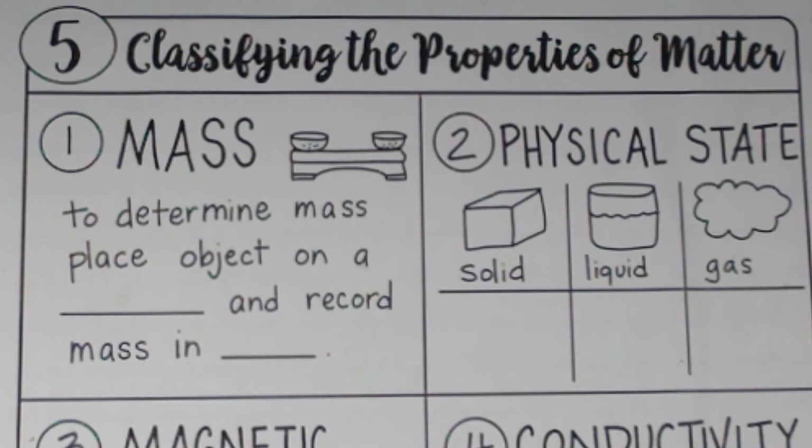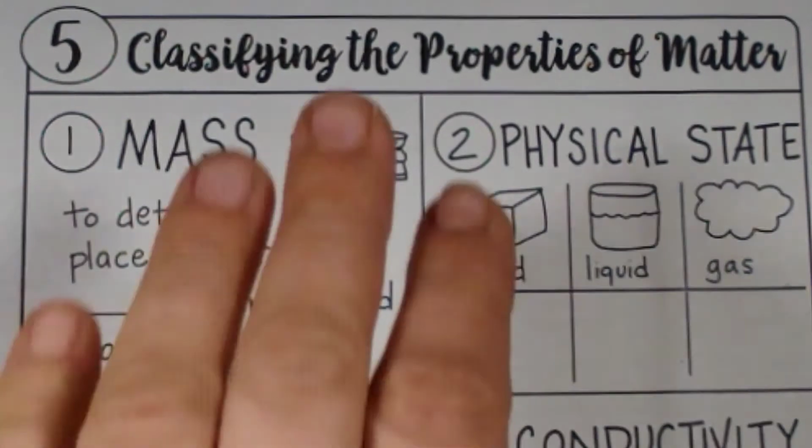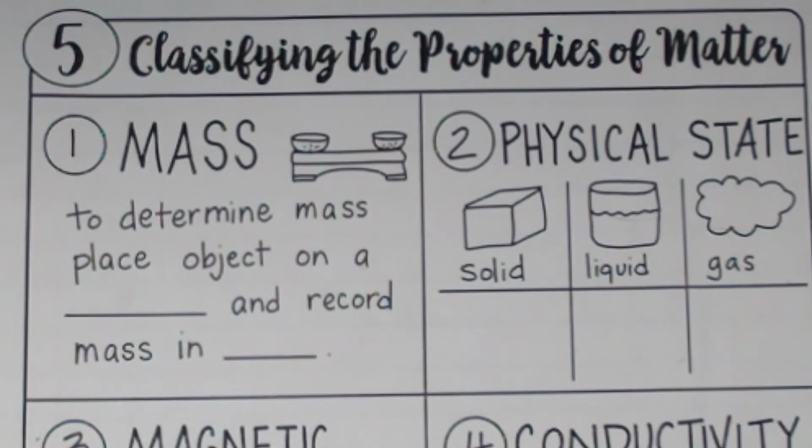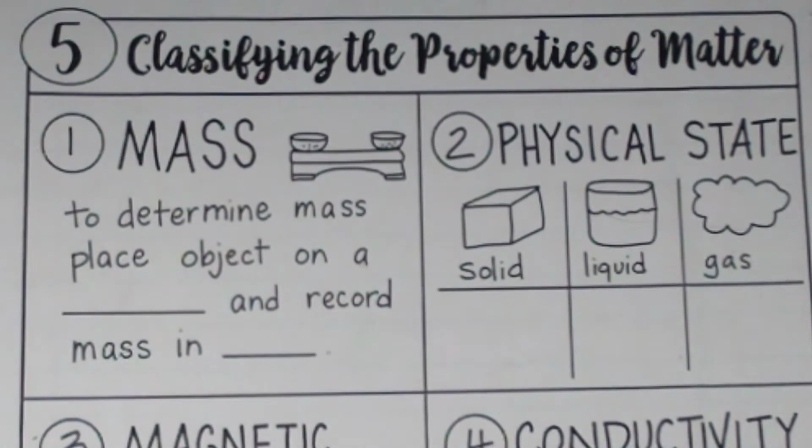There are 6 things that we're going to be talking about today, and it will be mass, the physical state, which is the state of matter, which is what we were talking about yesterday, the magnetic, which we mentioned when we were talking about minerals, conductivity, solubility, and relative density we're going to be talking about today. So this is our notes. It is number 5, and we are going to start filling it out after you clue it in.